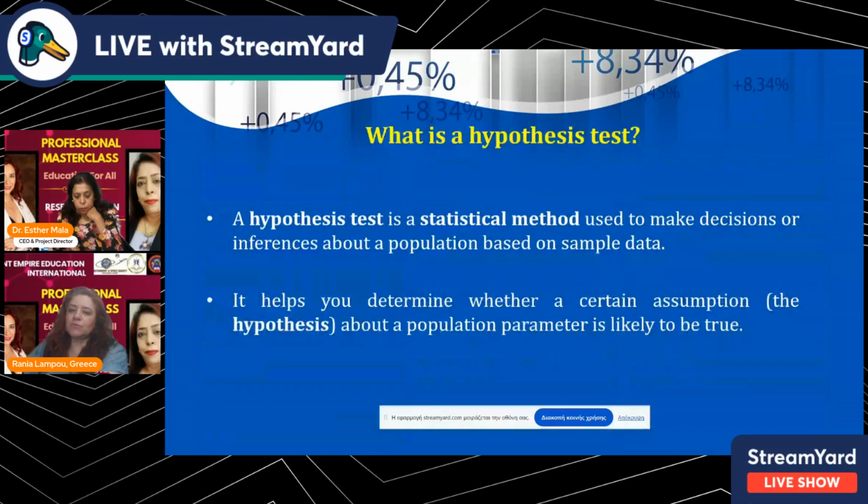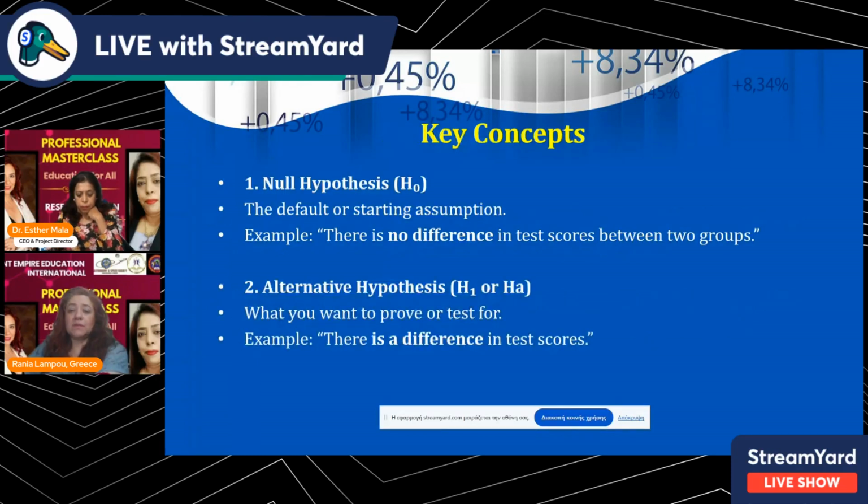What is a hypothesis test? Of course, it is a statistical method used to make decisions or inferences about the population based on sample data, as we mentioned before. It helps us understand whether a certain assumption about population parameters is likely to be true. Here, the key concepts that are absolutely necessary to know: the null hypothesis. When we say, for example, there is no difference in test scores between two groups, this is a null hypothesis, the default or starting assumption. And the alternative hypothesis, what you want to prove or test for. There is a difference in test scores. This is the alternative hypothesis, what we want to test.